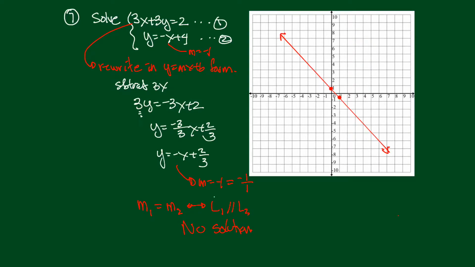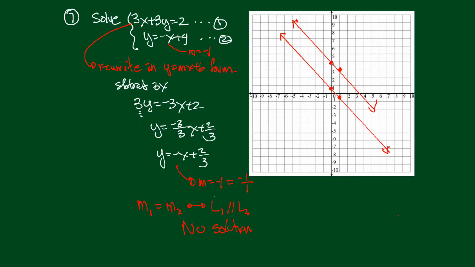And that second line, already in slope-intercept form, crosses at 4. So it crosses up here at 4. And it has slope negative 1. So I'm going to go to the right one, down one. All right, we'll put a point there. And I'll pass a line through these points.